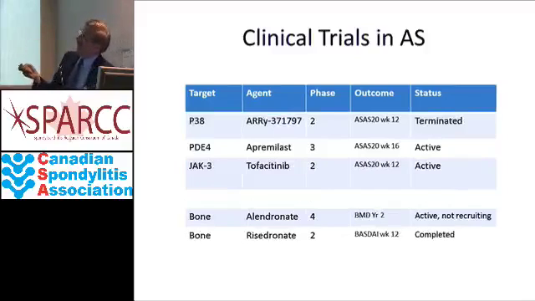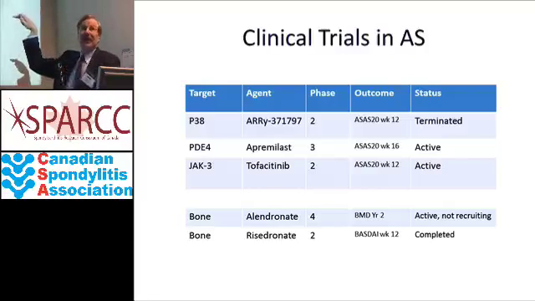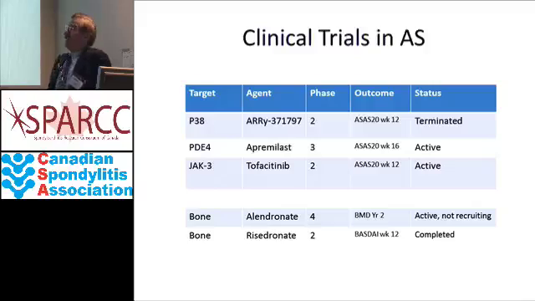Apremilast and tofacitinib are interesting because they're oral biologics. Everything I've shown on the first slide is still by injection. And I'm sure many of our patients, and many of you, would find it very attractive to have the option of possibly an oral biologic agent rather than getting a needle once a week or once a month. So these studies are ongoing and we'll be very interested. JAK3 inhibitor is actually approved for rheumatoid arthritis and looks very safe.